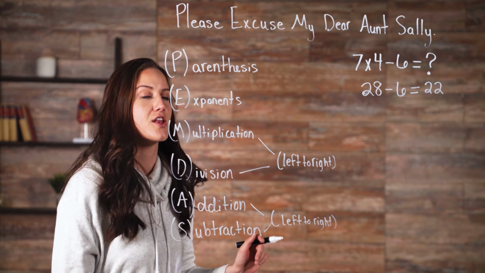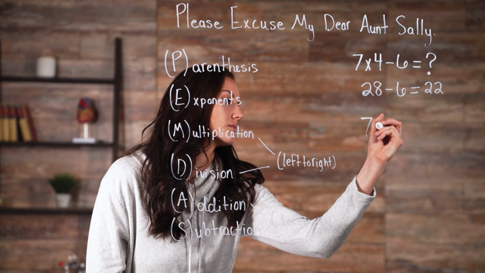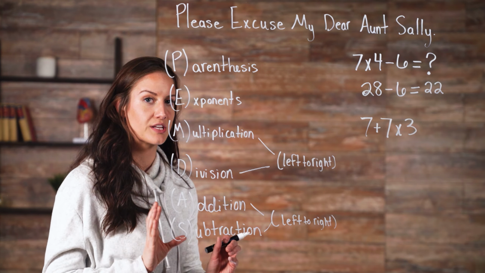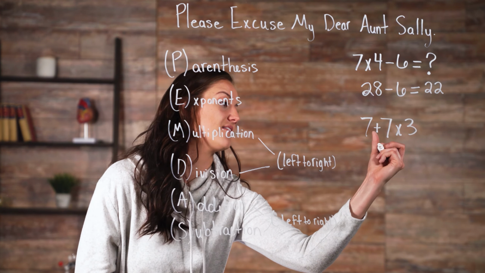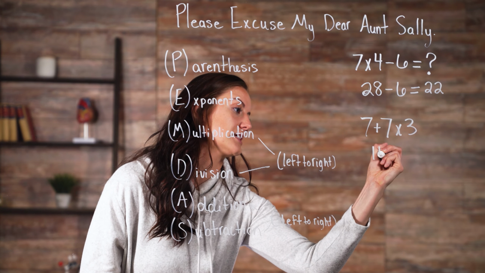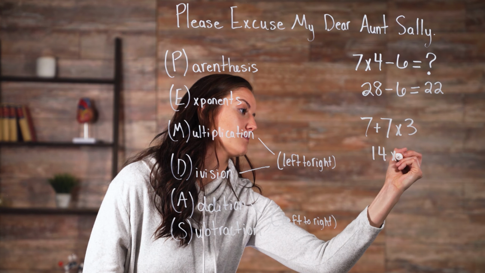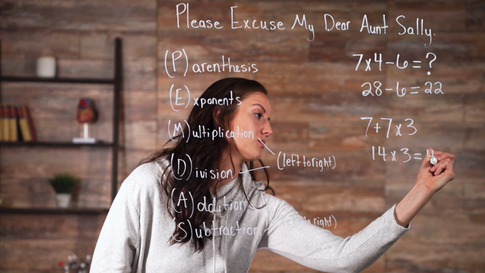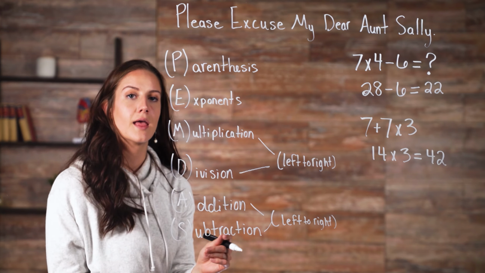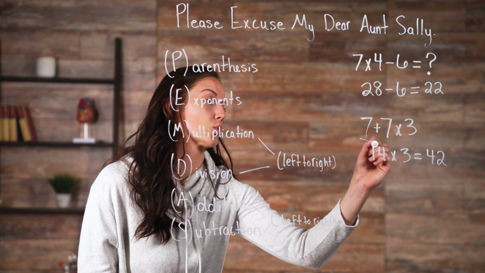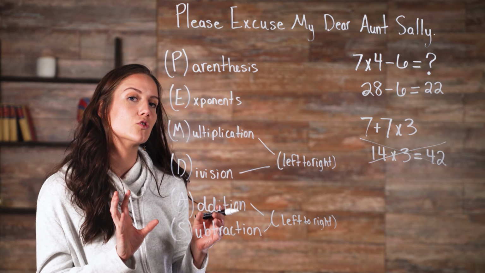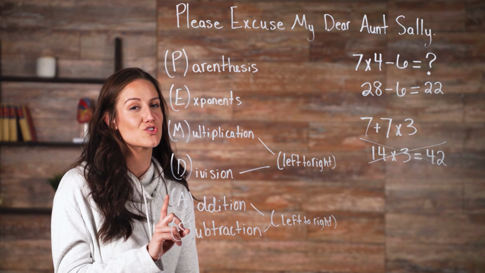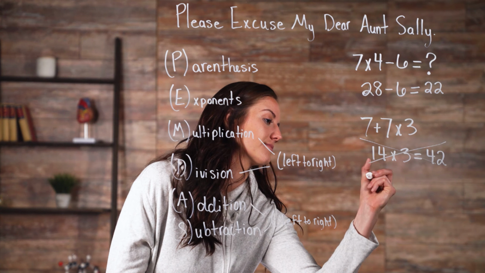Now let's look at another problem. Without the operations, you could calculate this as 7 plus 7, which is equal to 14, times 3, which is equal to 42. And this would be wrong. Remember, you multiply before you add. Therefore, the equation should look like this.